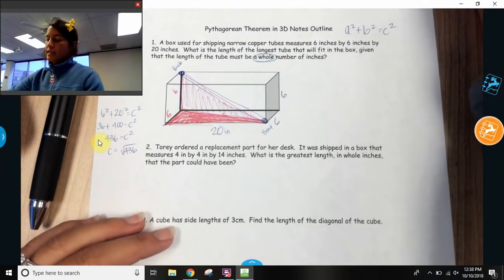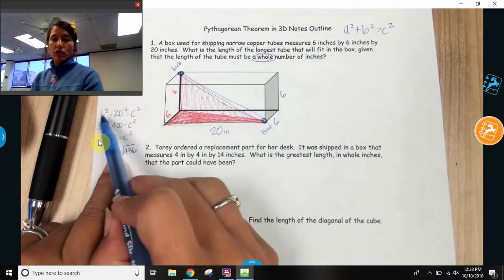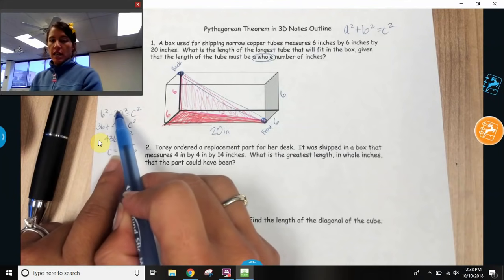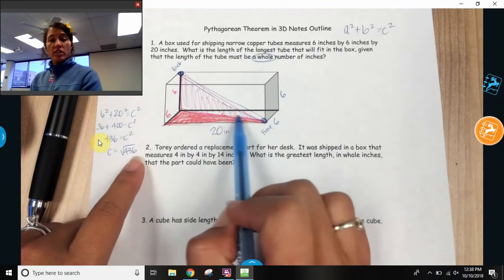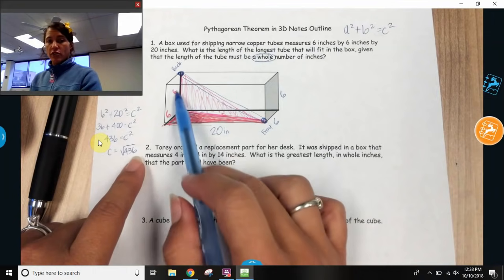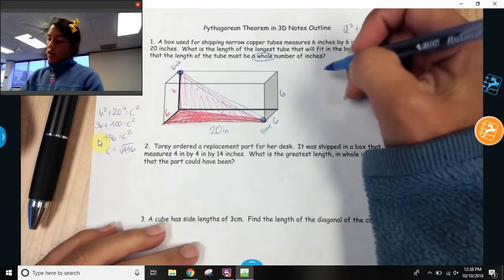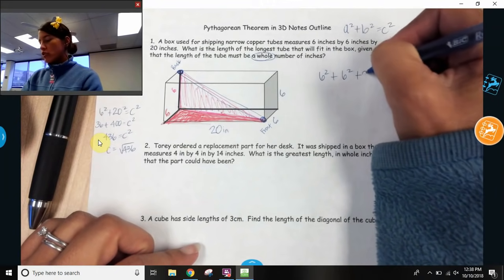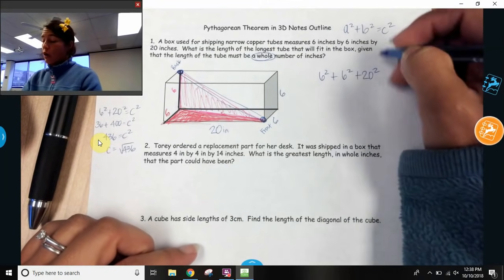To find C, I used 2 of the legs, 6 and 20. Do you see that? 2 of the legs. Then, in addition to using C, I need to use the other 6. So, to find this height, I'm going to use 6 squared plus 6 squared plus 20 squared. I'm going to use all 3 of them.